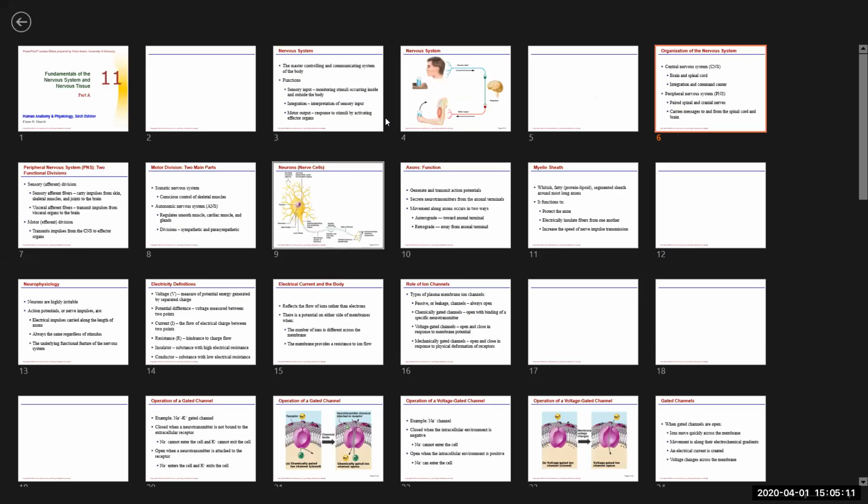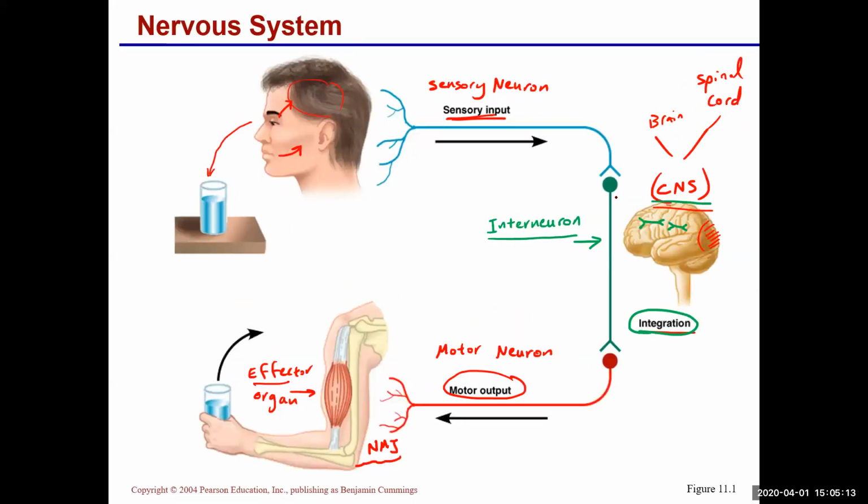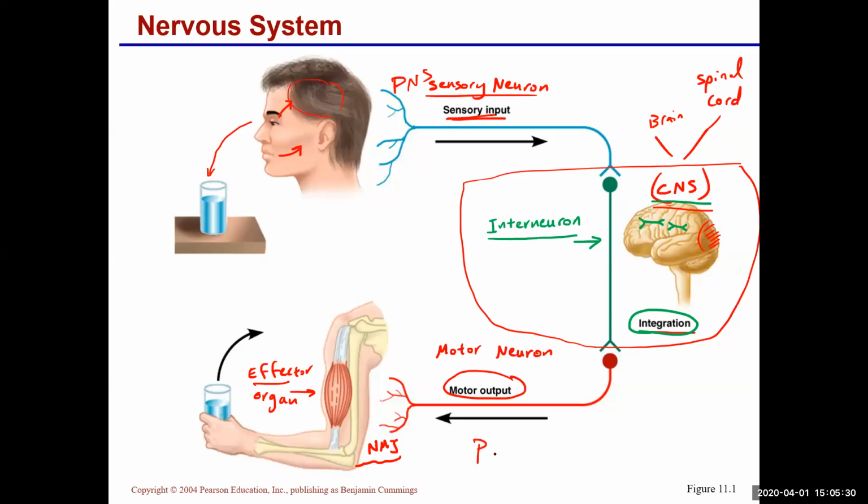So if we go back and take a look at this, if we take away the interneuron right over here, where the integration happens, everything else is the peripheral nervous system. So this sensory neuron is part of the peripheral nervous system, and over here is the peripheral nervous system. Information going in, information coming out. All right. So that's the idea about the organization, really.